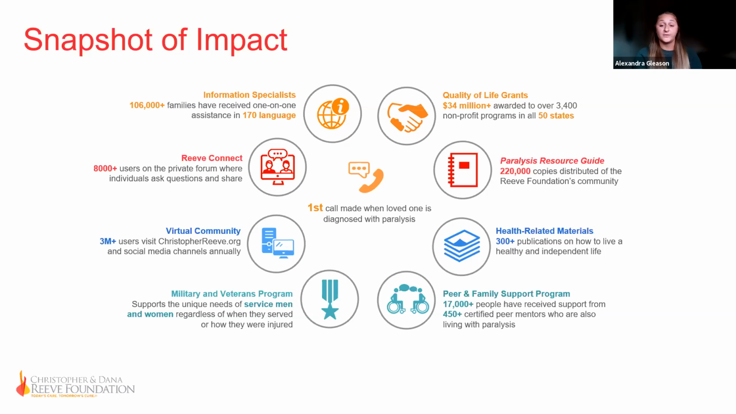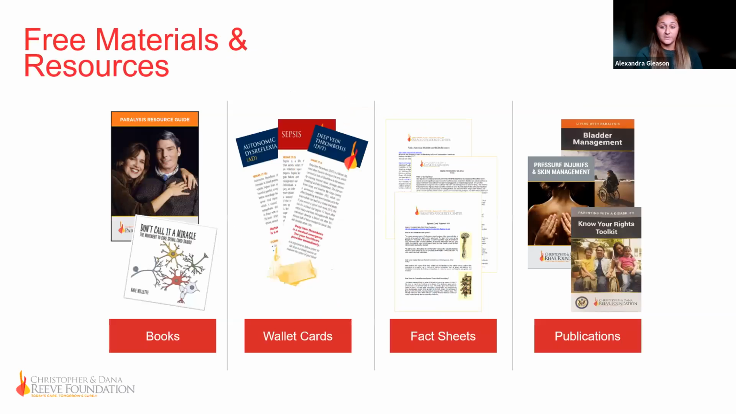And I definitely invite all of you to sign up and add your voice and share your expertise on Reeve Connect. Please go to our website at www.christopherreeve.org for more. The quality of life grants are also funded through our cooperative agreement with ACL. I just wanted to add also that we have funded over $34 million to over 3,400 programs since the program's inception in 1999. Lastly, the National PRC provides free health-related resources and materials.